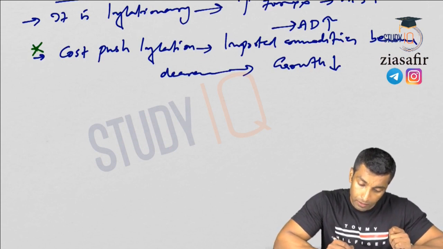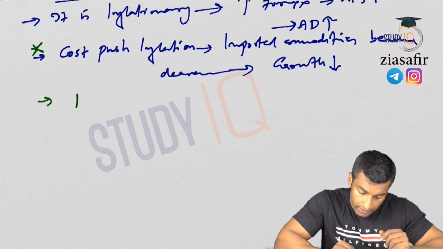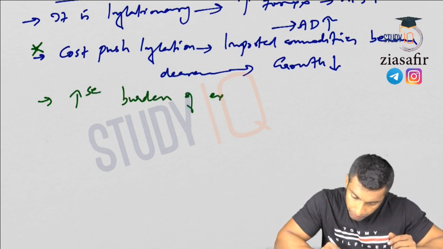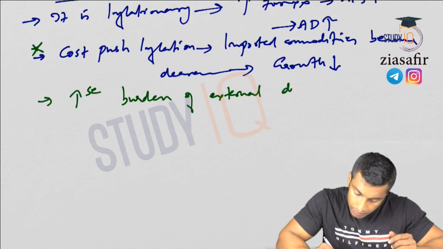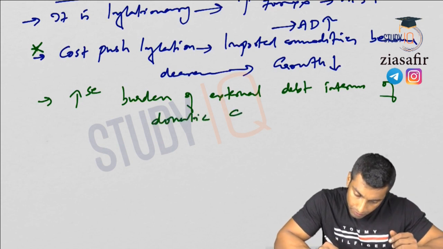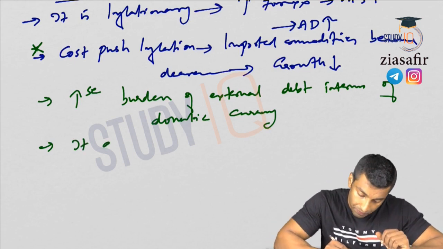Third one, it obviously increases the burden of external debt. We have already discussed. Increased burden of external debt in terms of domestic currency. Then it deteriorates terms of trade.